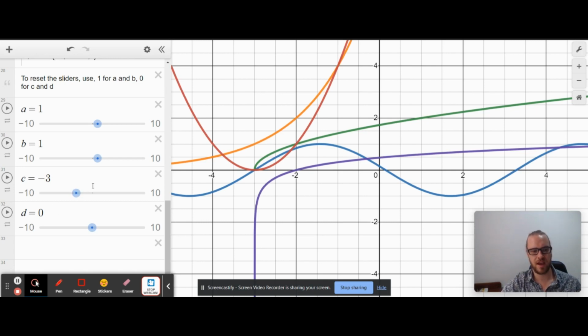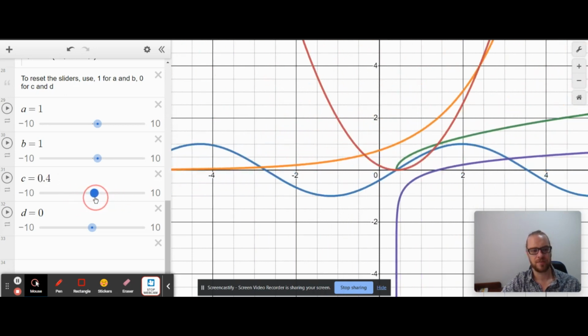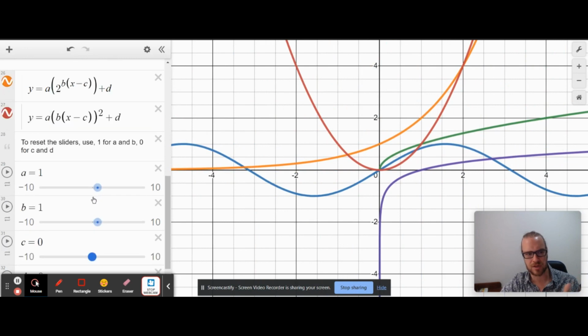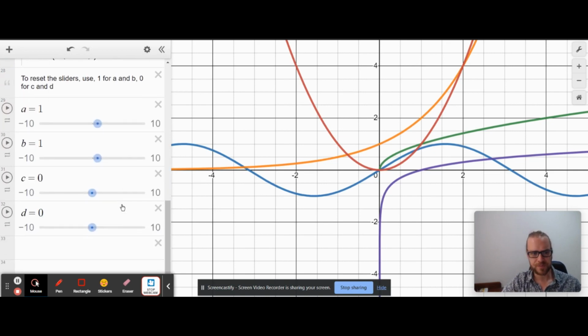But we can see here that every single one of these graphs is just moving horizontally, okay, when I change C. So it doesn't matter what graph we're looking at, C is going to move things horizontally. Last one here, of course, is D, this one that's outside of everything, written at the end, okay?